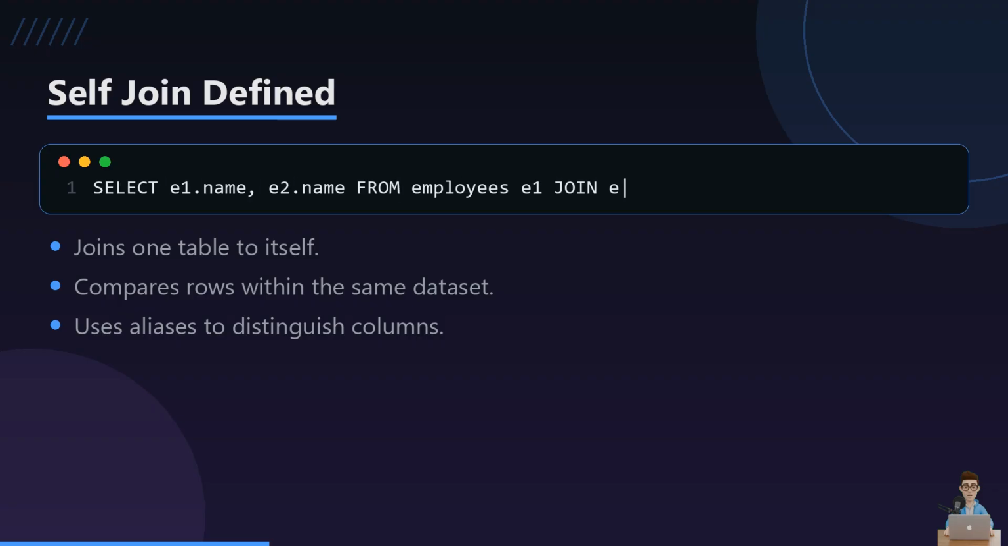Imagine looking at your own list of contacts and matching yourself to others with a specific relationship. A self join lets us treat one row as the parent and another as the child. Here's the trick. You just give the table two different names in the query.